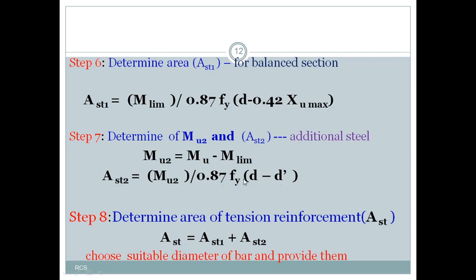You know what Fy is, and d is the effective depth of the beam. d dash is the effective cover in the compression zone. After knowing Ast1 and Ast2, we determine the total area of reinforcement provided in the tension zone, that is Ast equals Ast1 plus Ast2. Based on this Ast obtained, choose a suitable diameter of bar and provide them in the section.